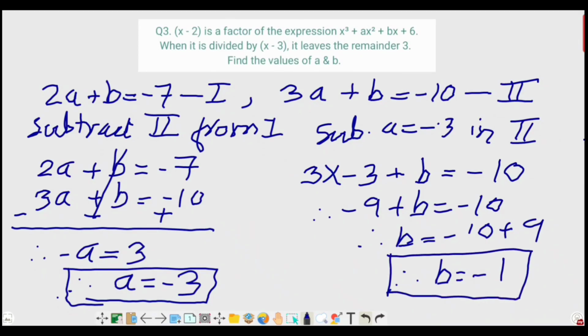So you can easily get the value of a and b. Only you have to just read. If it is a factor, the remainder is 0. If it is not a factor, they will always give you the remainder.